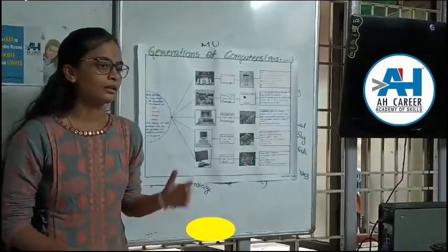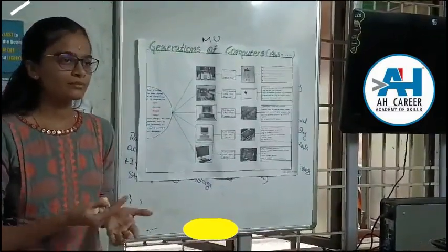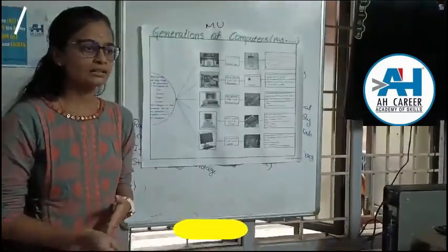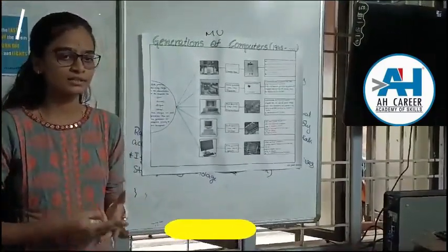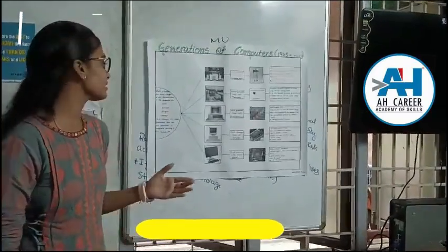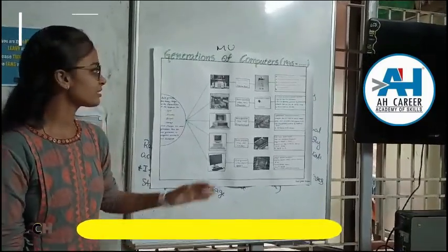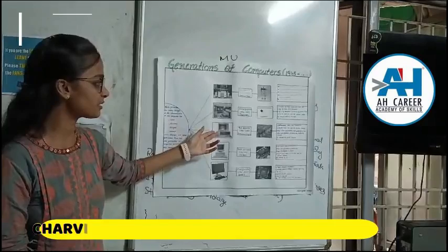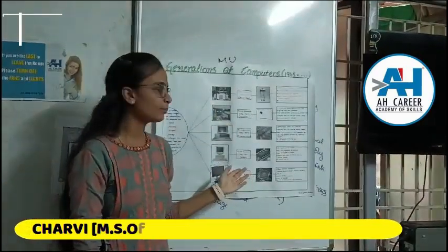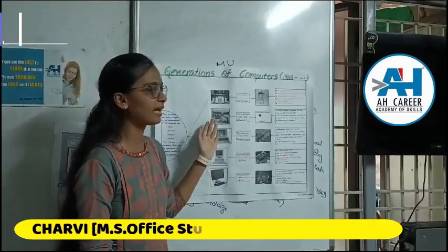So let us go into the topic generations of computer. Computer comes from the word compute, which means to calculate. Computer has many characteristics like speed, accuracy, intelligence, versatility, and many others. Based on these characteristics, computers are divided into many generations. The main five generations are first generation, second generation, third, fourth, and fifth. In these generations, computer has evolved in its speed, accuracy, and other characteristics.